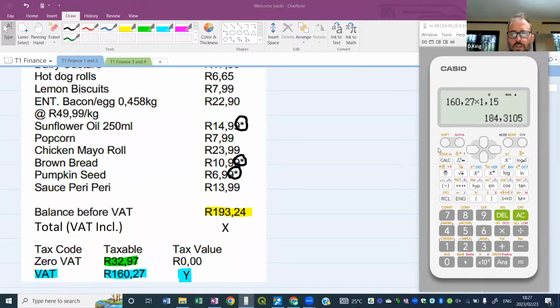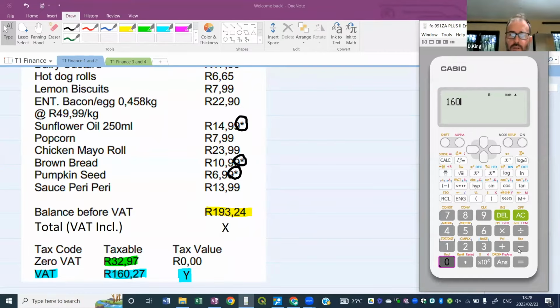What I could do, I'll show you what we could do, is that this is the amount with VAT included, and I know that 160 Rand 27 was the amount without the VAT. To find out what the VAT is, there we go. Well done. So what I could do is subtract. Okay, so I could minus 160. Let me put it on the calculator again.